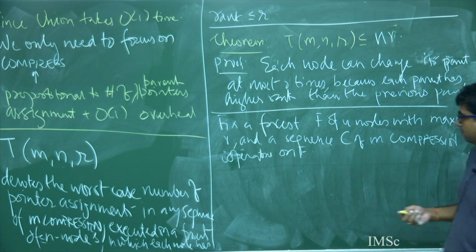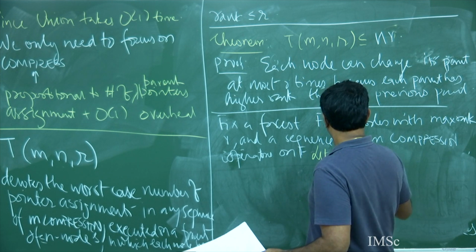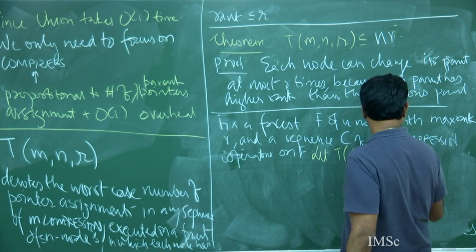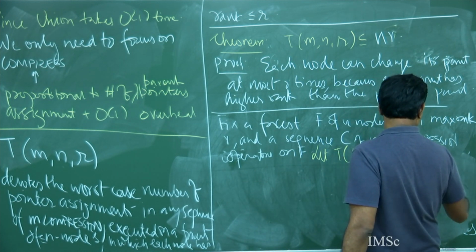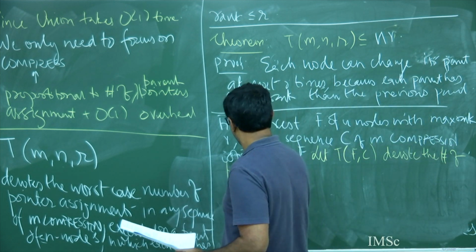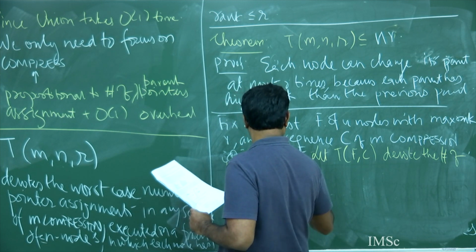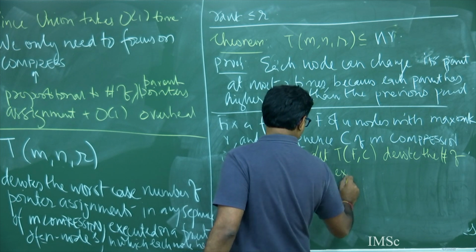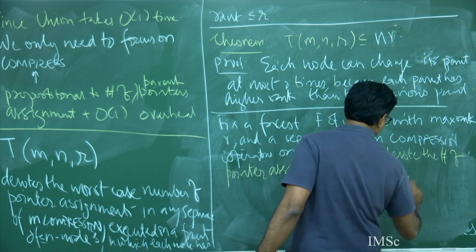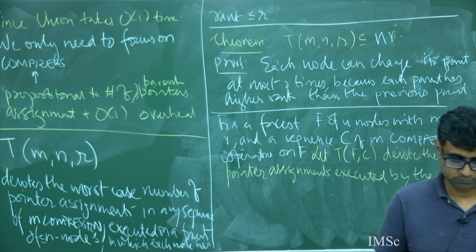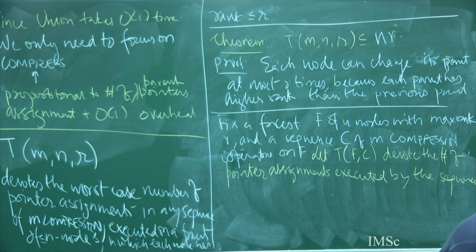And now let's use a symbol. Let T(F, C) denote the number of pointer assignments executed by the sequence. Okay. Now let me show you magic.